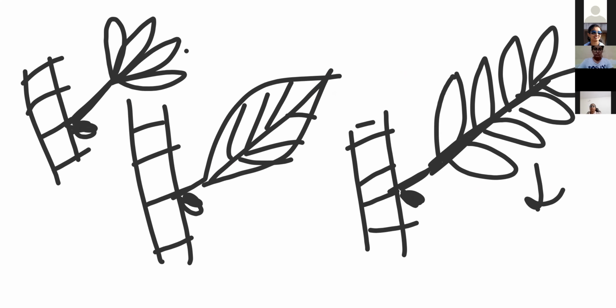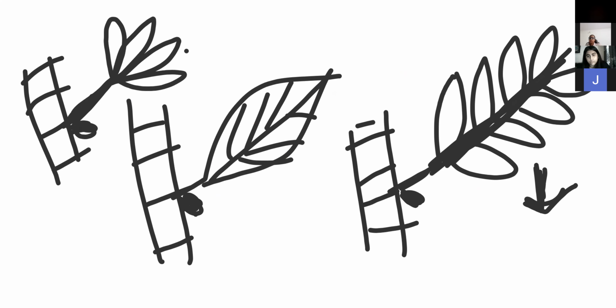Is it clear? Pinnately compound, palmately compound, and simple leaf. Pinnately meaning what? Entire leaf is dissected and the incision reaches up to the midrib. Palmately meaning what? The incision reaches up to the petiole, and at the base of that the axillary bud is present. That we call compound leaf. Simple leaf is actually very simple. All of you understand? Yes or no? Yes, ma'am. Okay.